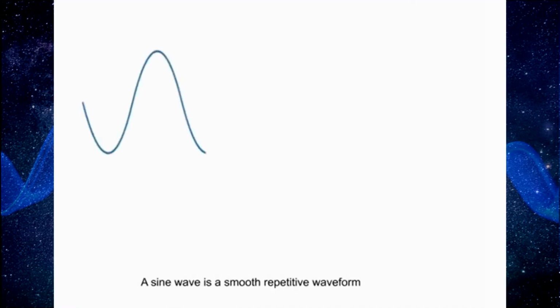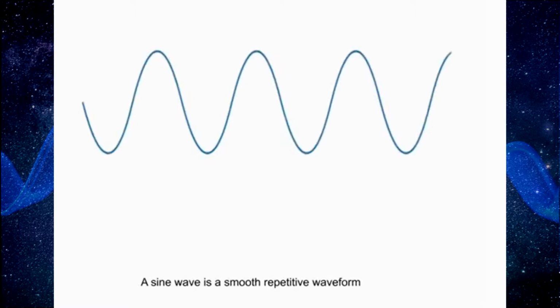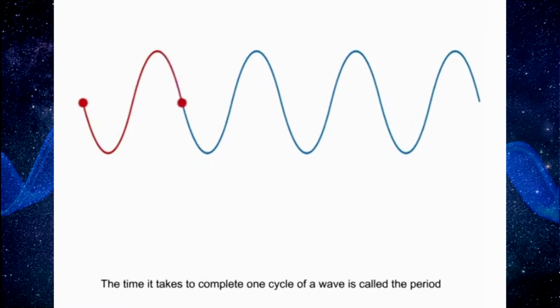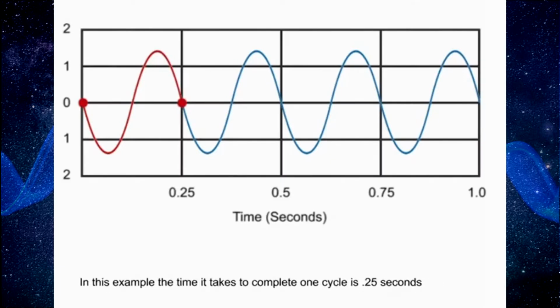A sine wave is a smooth repetitive waveform. Completing the repeating wave pattern is called a cycle. The time it takes to complete one wave cycle is called the period. In this example, the time it takes to complete one cycle is 0.25 seconds, so this waveform has a period of 0.25 seconds.